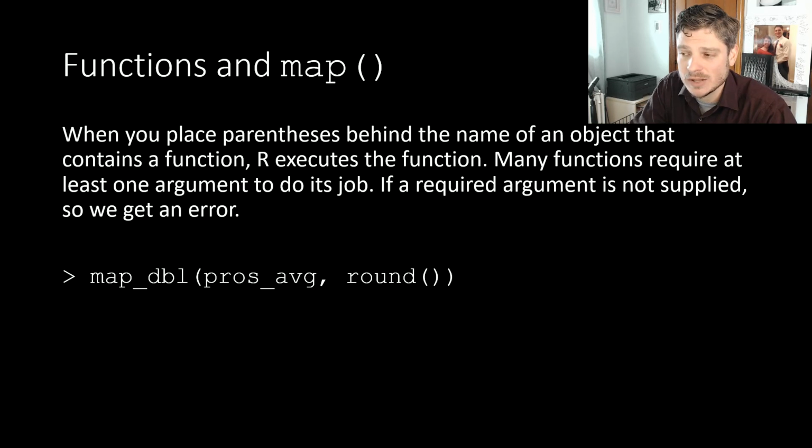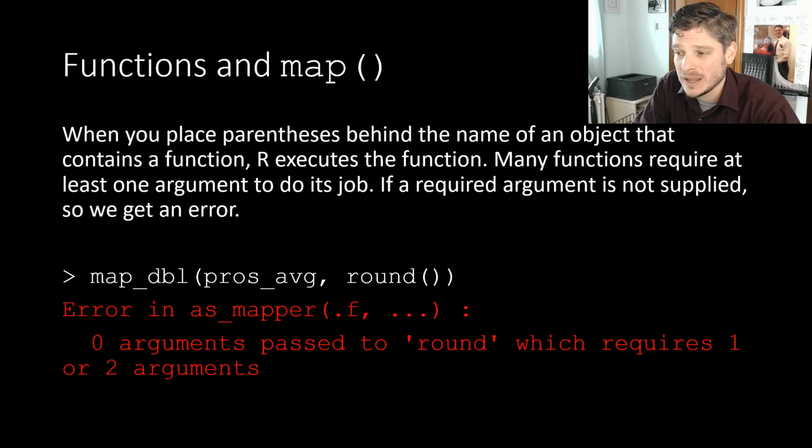So let's take a quick look at what would happen. If I try to run this code, but I include those parentheses at the end for my round function, I'm going to get an error, and it's going to say that 0 arguments were passed to round. Because what really happened is that R tried to run the function map, and then it tried to separately run the function round, not understanding that we were trying to pass that vector into the round function.